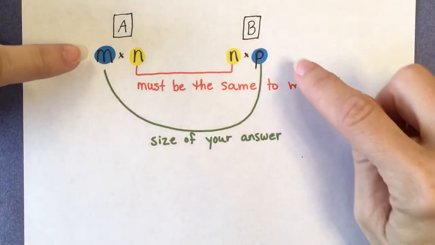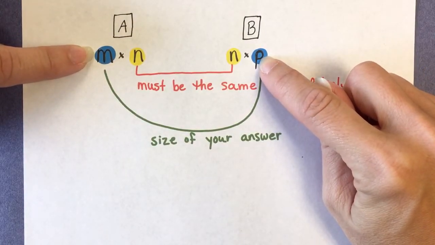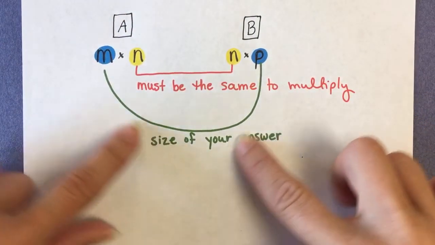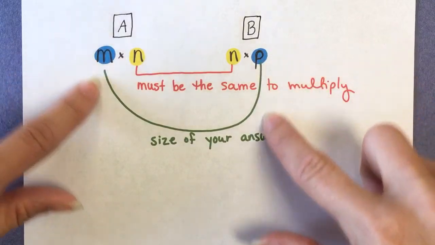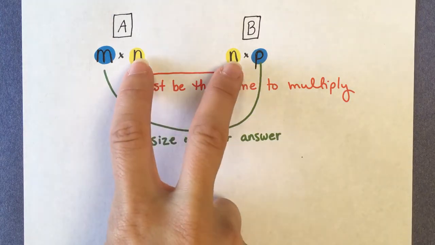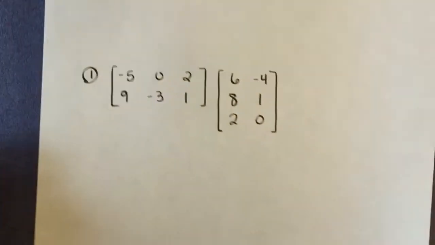Now, here I've used different variables. M and P can be the same, but they don't have to be. And as I've stated here, if you put these two numbers together, that's going to give you the size of your answer, like what would be the dimensions of your answer. That's not something you really have to remember. You just have to remember to check these two, and those two have to be the same to be able to multiply. Okay, so here's our first one.